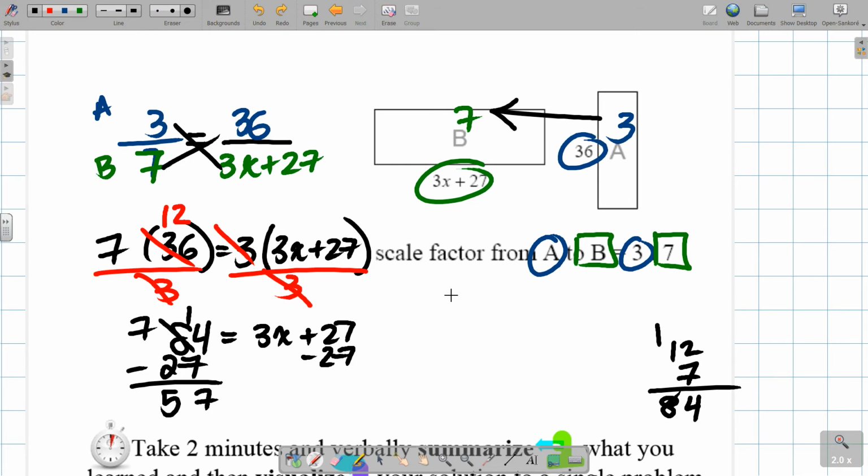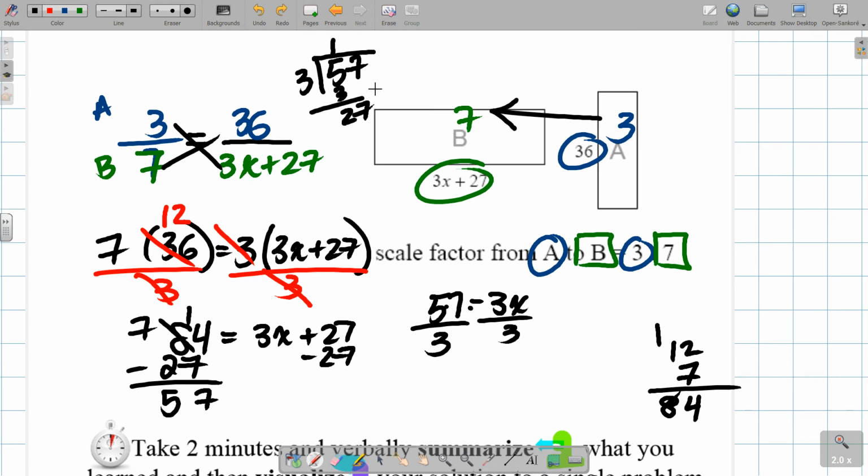So I'm going to be doing 57 equals 3x, 5 by 3. I get 19, 5x equals 19. Let's check to see if that is going to work. You just plug in your 19 there, and then you get a 3 to 7 ratio.